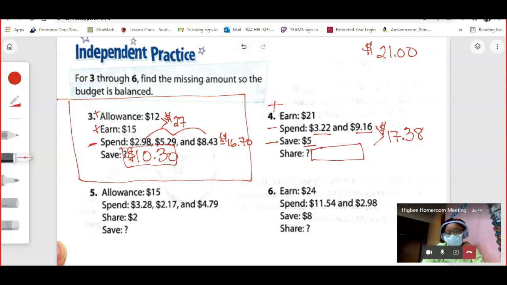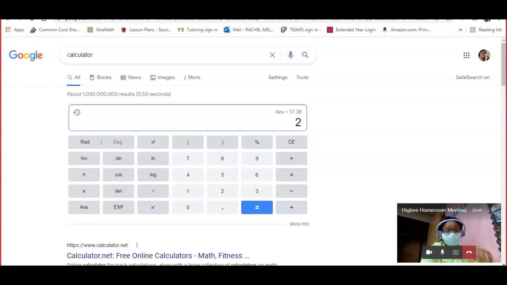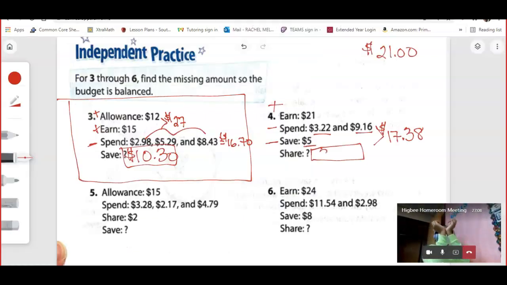Subtract. Okay. So I need to subtract $21 minus, and see up here, right here, that I love that that's there because I don't have to go back and look. It's already there. It's kind of helpful. $17.38. So what's my answer? Very good job. All right.